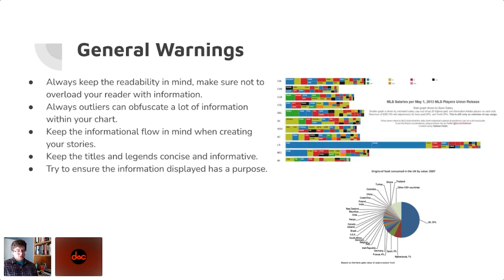So, general warnings when plotting: you always have to keep your readability in mind. Make sure that you keep the number of categories, points, and features on your plot to a manageable degree so that your user is able to actually understand the point you're trying to make for your graph. Another important thing is outliers. Outliers can always obfuscate a lot of information within your graphic and make the general point of your plots difficult to understand. Keep titles, legends, and text concise and always informative. Make sure that your user can actually understand them.